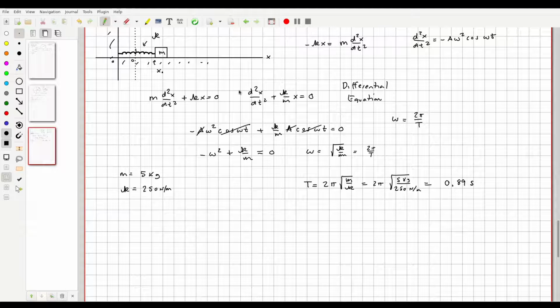Okay? So I release this thing from rest. It's pulled, crosses the origin, hits there, comes back in a little bit under a second. All right?